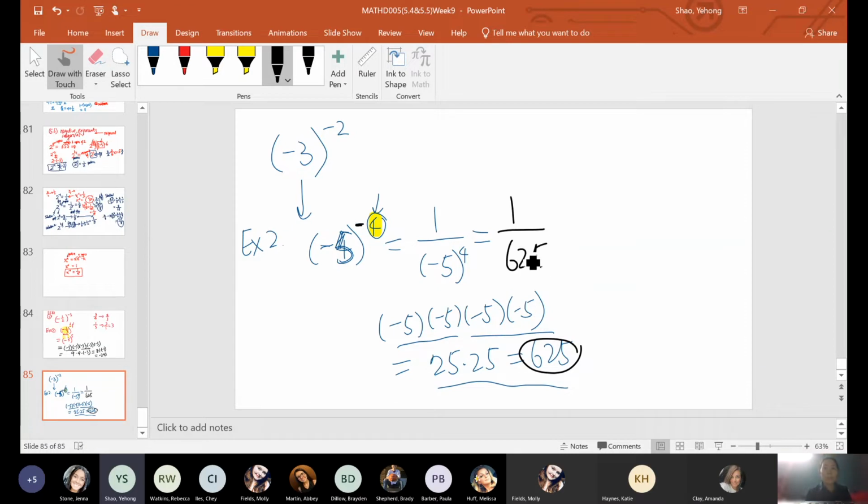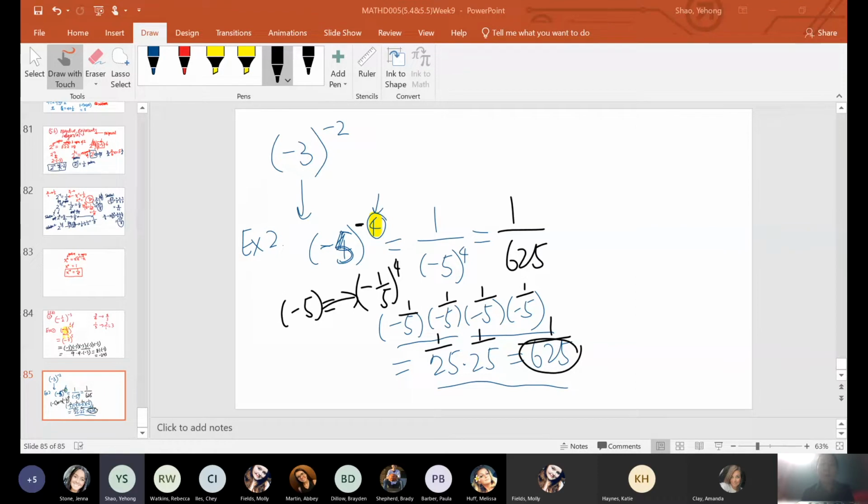If you did flip first, you should still get the same answer. If you flip -5, that's going to get you -1 over 5. And when you do 4 copies of -1 over 5, you get 1 over 25 times 1 over 25, which gives you 1 over 625. All right, that's the second example.